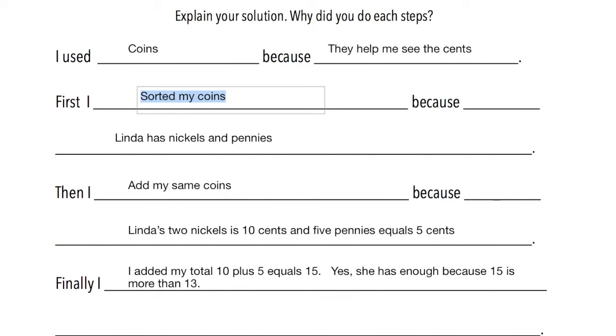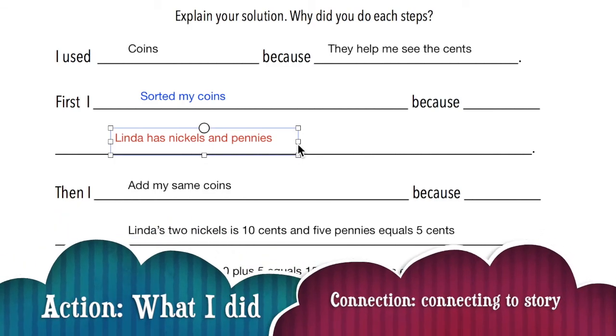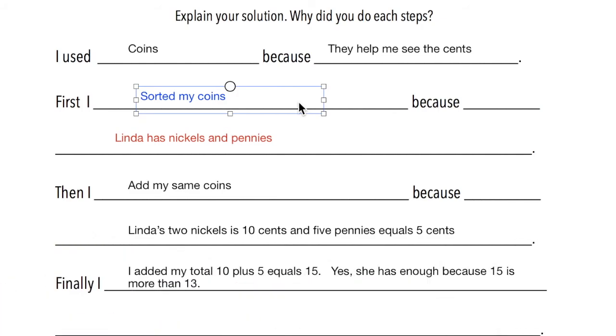First, I sorted my coins. This right here, my friends, is my action. My action. What did I do? Because Linda has nickels and pennies. Linda has nickels and pennies. That is the connection. So remember, we were practicing how to do action, my action, and connection, connecting it back to the story. Action and connection.